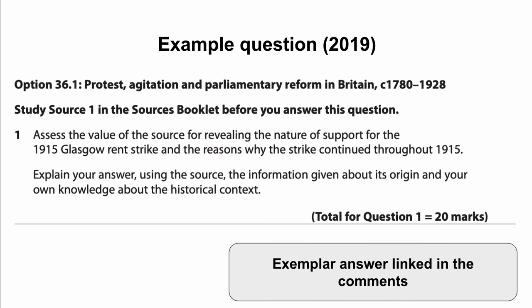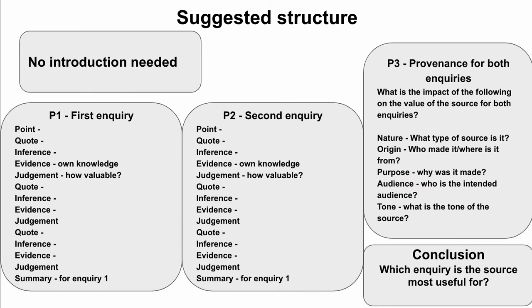So if we go back to the question, paragraph 1 will be focused on how useful this source is for revealing the nature of support for the 1915 Glasgow rent strike. And paragraph 2 is going to be the reasons why the strike continued throughout 1915. So each of these first two paragraphs follow the same structure. So point, so just say what this paragraph is about, what the source says about the first inquiry, and then pick a quote to illuminate that, and then make an inference from that quote.